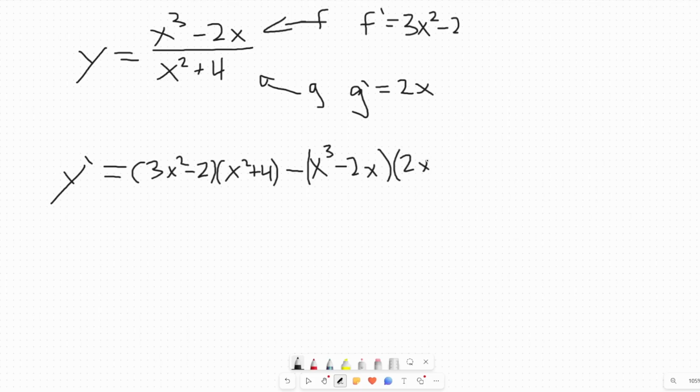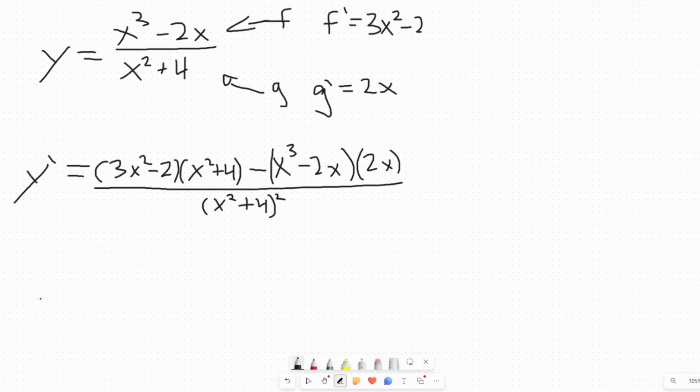All over, and a lot of people forget this, never forget to put it over g of x squared. So the bottom term just squared, so x squared plus 4 squared. All right, so don't forget the denominator part, or your whole thing will be messed up.